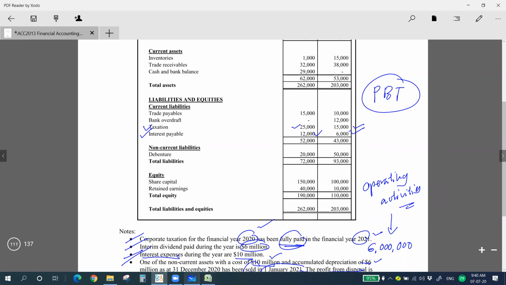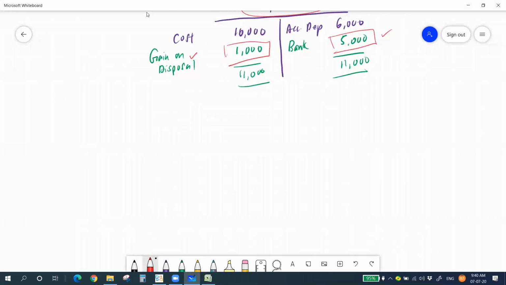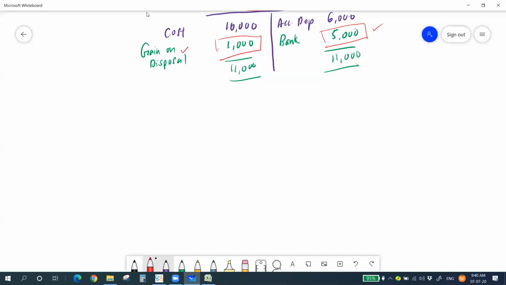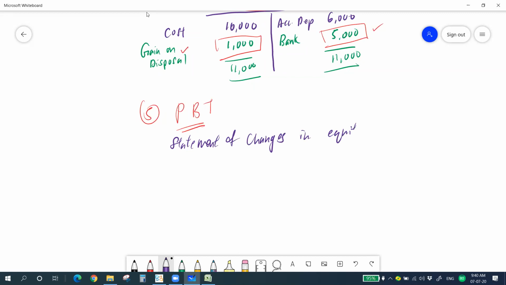All right, so let's do some working. So this working is to find out the profit before tax. So let's draw a sample statement of changes in equity. All right, statement of changes in equity. So we know we have a column called retained earnings. We have a column called retained earnings, and we will have the opening balances, right?